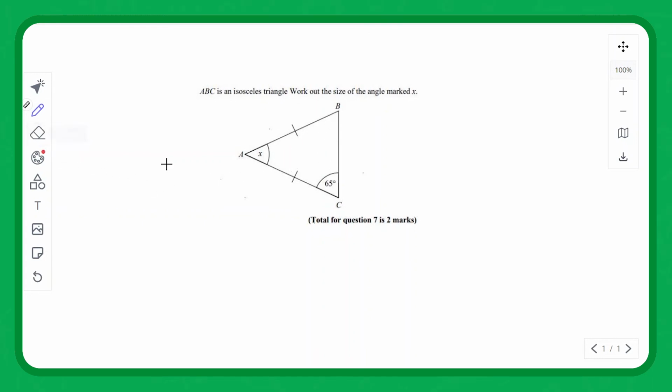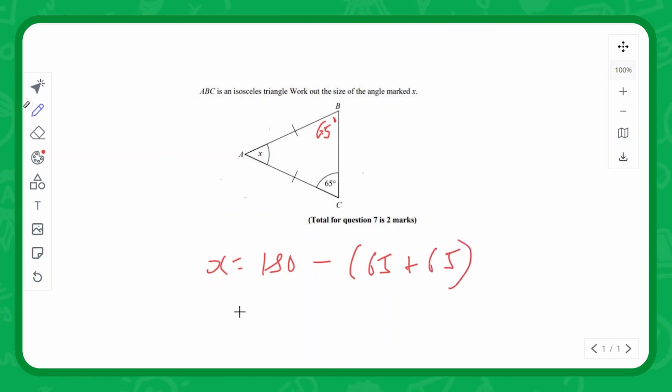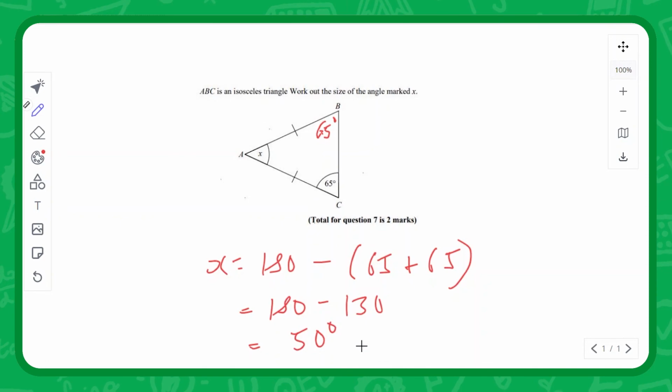So, as always in these questions, just put down what you do know. In this case, we know that this is 65 degrees up here. We have our missing angle x, but we know that in a triangle, all the angles add up to 180 degrees. So in this case, x is equal to 180, take away 65 plus 65, which is 130, leaving us with x being 50 degrees.